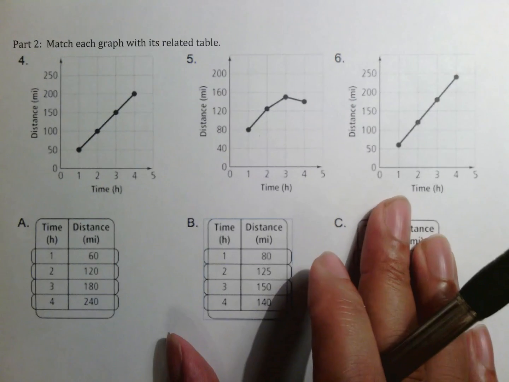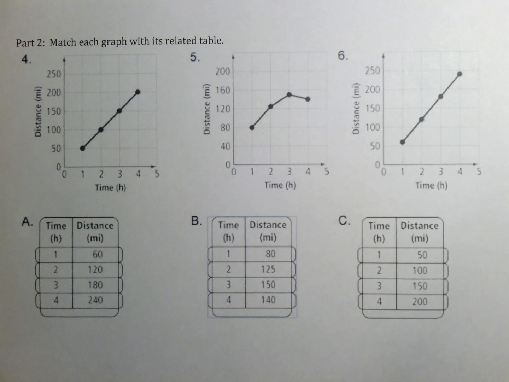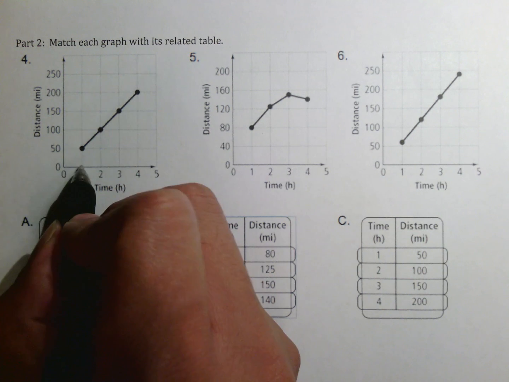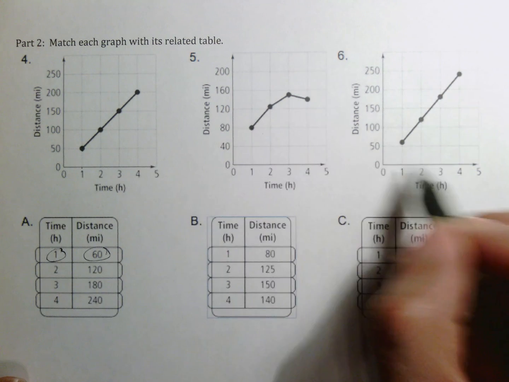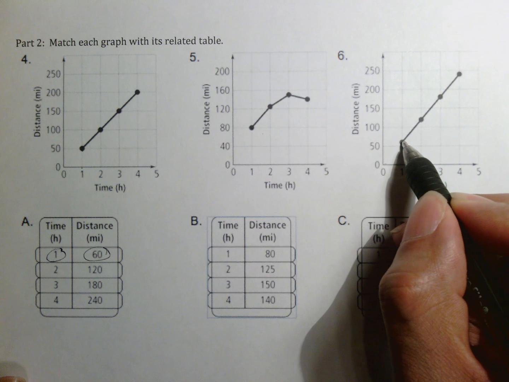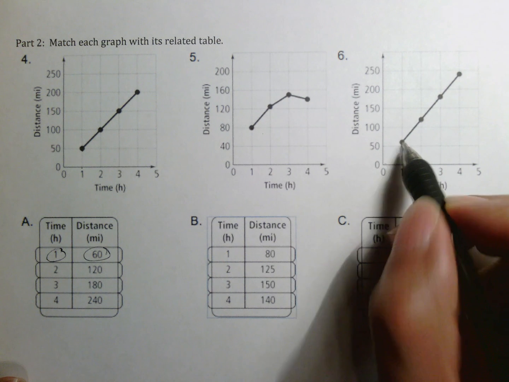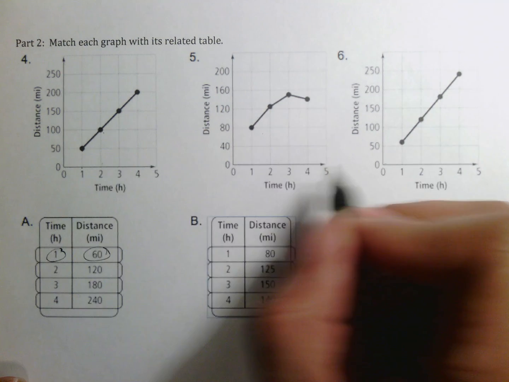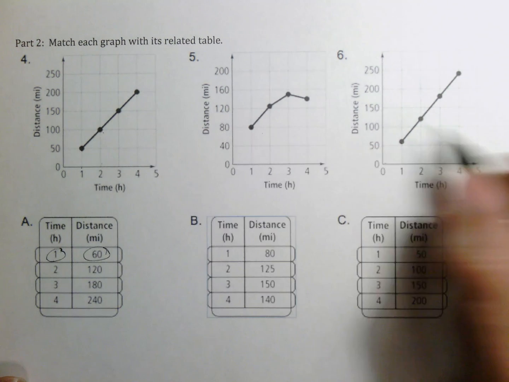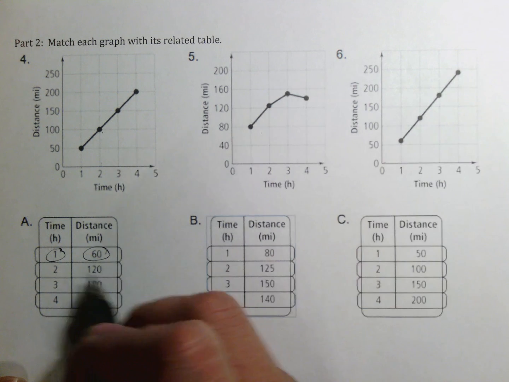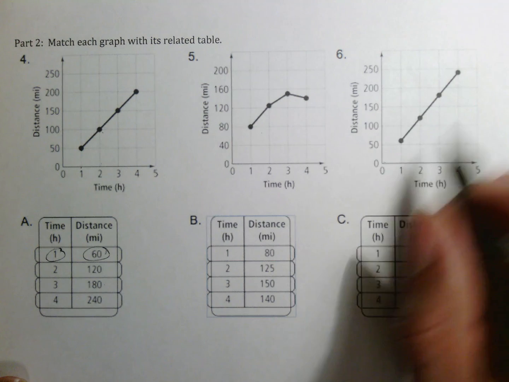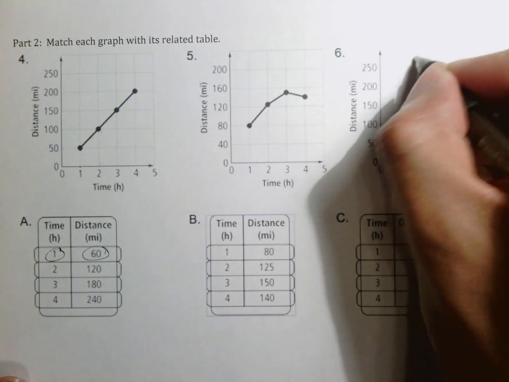Then you go to part 2, and they want you to match each graph with the table. This shouldn't have been so bad. If you look at what's going on, you have time is 1, distance is 60. This is definitely not 60. This is definitely not 60. That looks to be more like 60. And so looking at that, you also have 2, 120. This is definitely not 2, 120. That graph was already eliminated, but that looks more like 120. 3, 180. 4, 240, which is somewhere around there. So this should have been A.